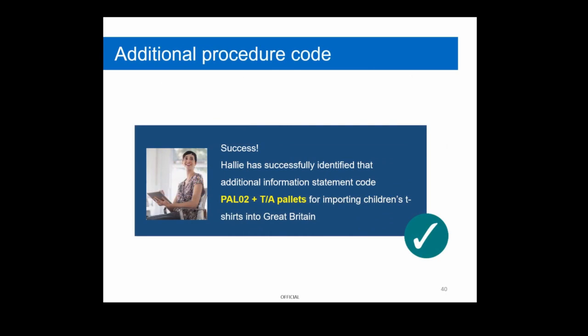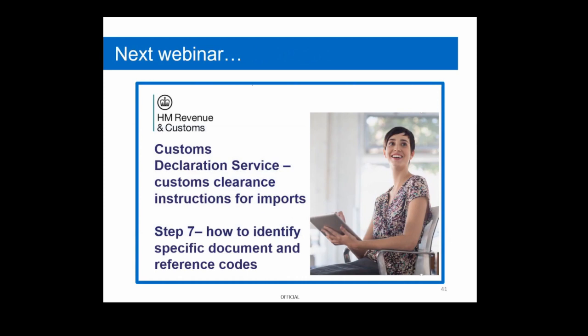Hallie has correctly identified the additional information statement code PAL02 for her children's t-shirts by using Appendix 4 and re-reviewing the UK Integrated Online Tariff, as well as Appendices 1 and 2 under the additional information sections. Watch the next webinar, which shows you how to identify the specific document and reference codes.